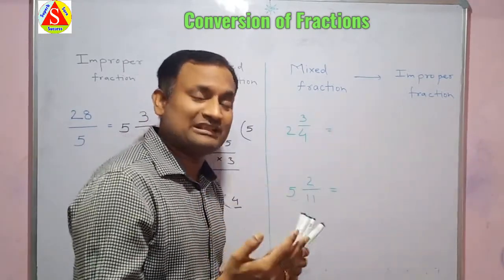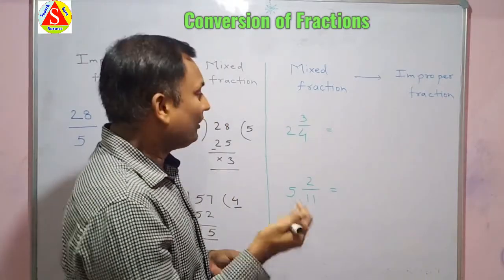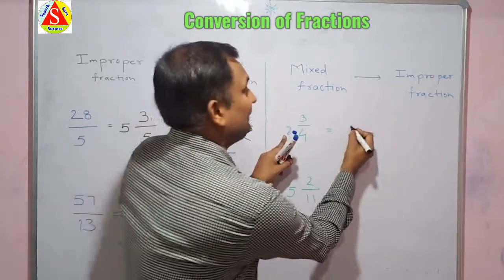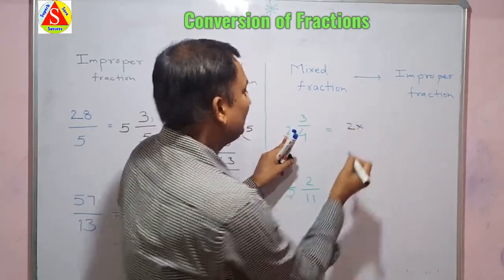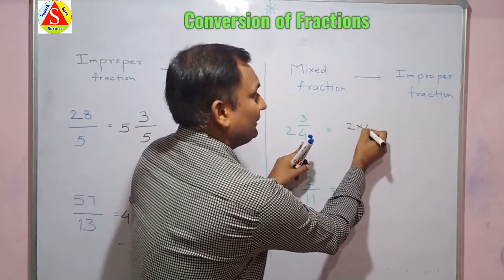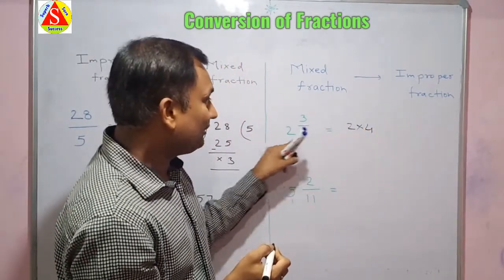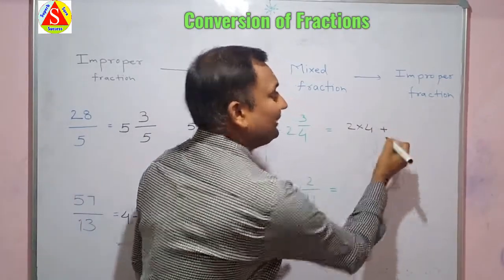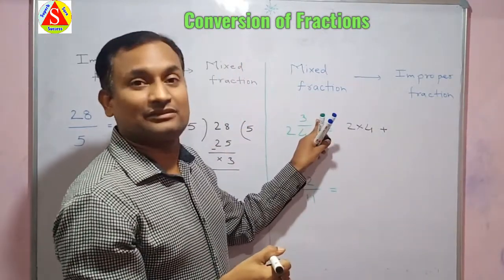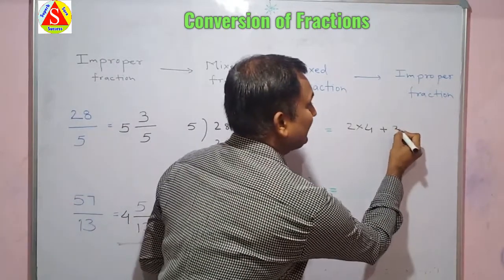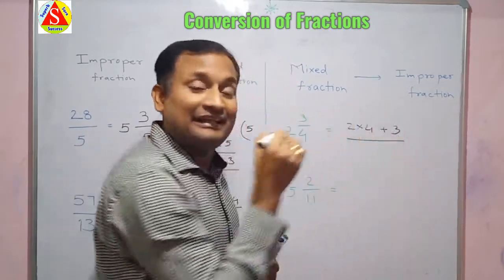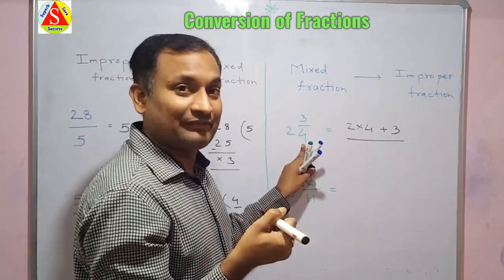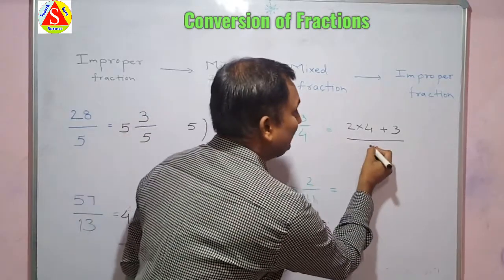The process is very simple. You have to multiply this natural number here, 2, with the denominator first. So here it is 4. So first of all we will multiply 2 into 4. Then after that we will add the numerator term, so it is 3 here. And in the denominator we will write the same term which is given in the mixed fraction. So here it is 4.